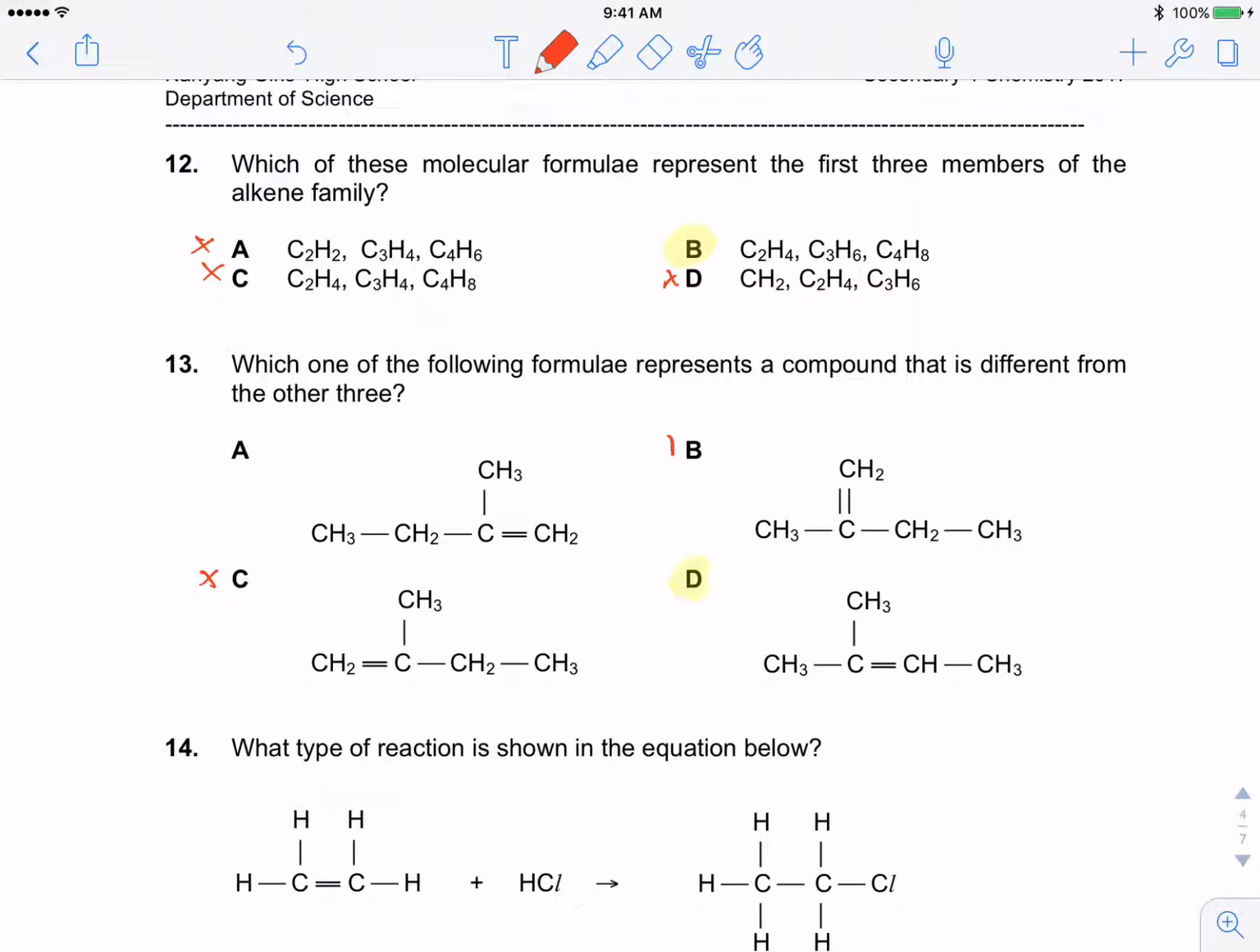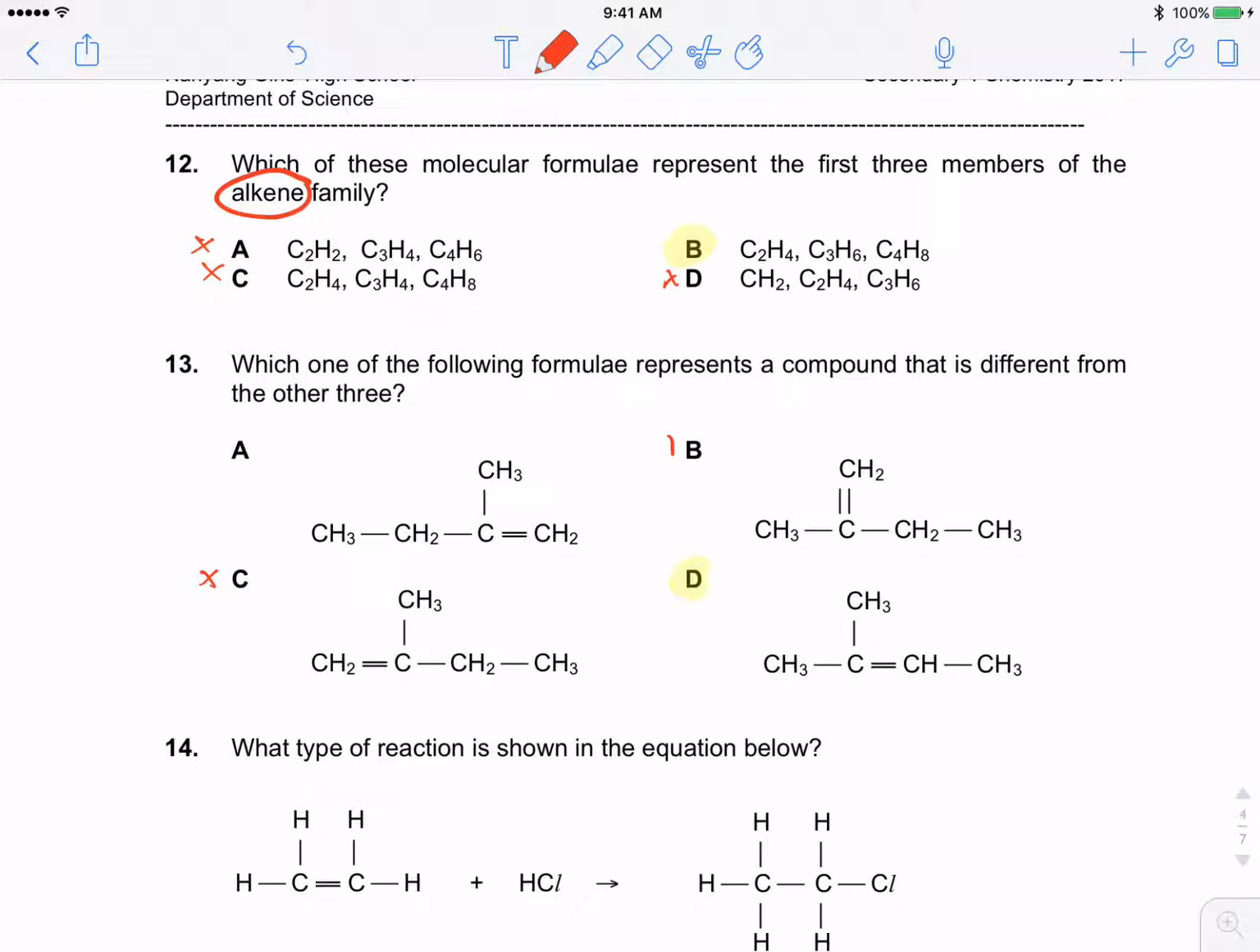Okay, so this is the screencast for part 2 of worksheet 12 for alkenes. Let's look at question 1. Most of you got the correct answer, but I'll just go through this question. Which of these molecular formulas represent the first 3 members of the alkene family?